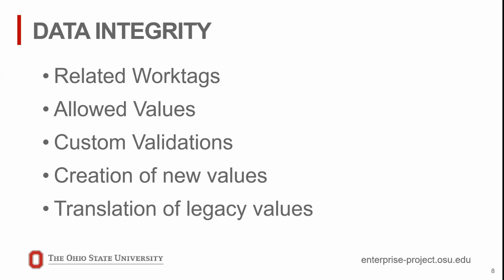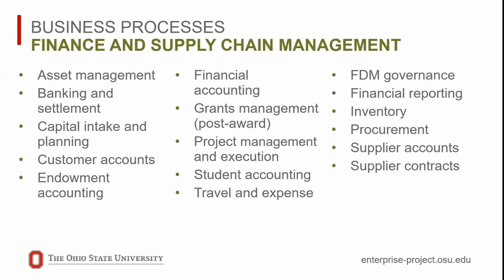Earlier, I said the FDM is the data structure that supports all of OSU's Workday business processes. So now let's take a closer look at our financial business processes. There are approximately 50 end-to-end processes within the financial and supply chain areas. Each one of them is not listed on this slide because each bullet represents a group of processes. For example, in customer accounts, you'll find processes for accounts receivable, incoming funds, collections, and internal suppliers.